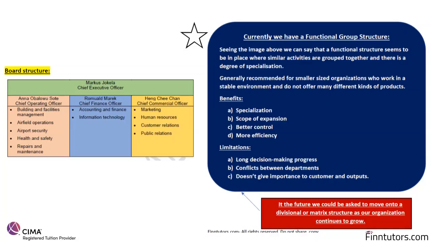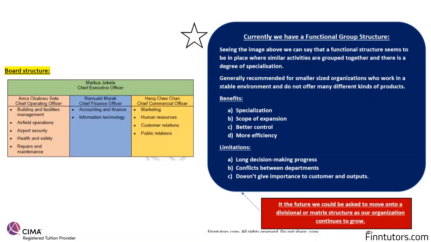Now, this was just some food for thought that came to my mind. But if I look at the overall structure, you will see that we have a functional structure in place. Seeing the image above, a functional structure seems to be in place where similar activities are grouped together: finance activities in one place, operations activities in one place, commercial activities in one place, and that is for creating a degree of specialization.